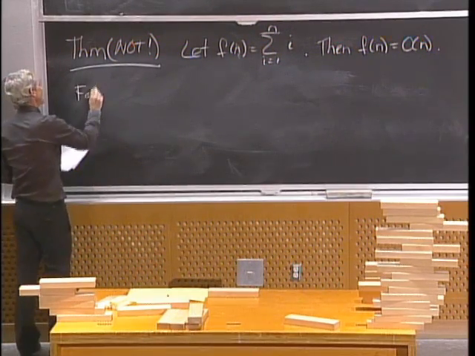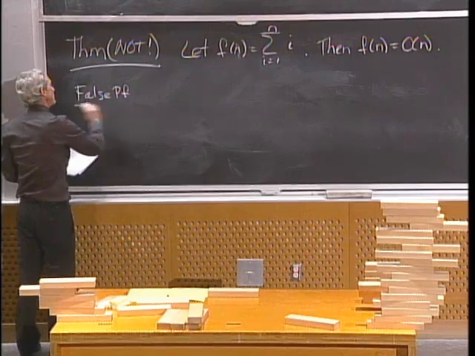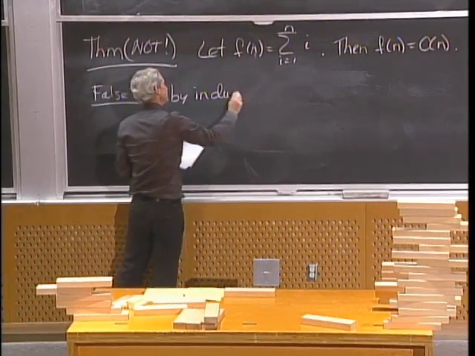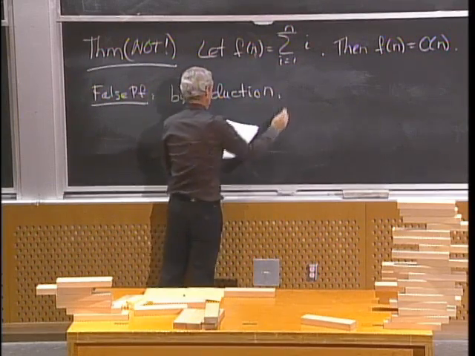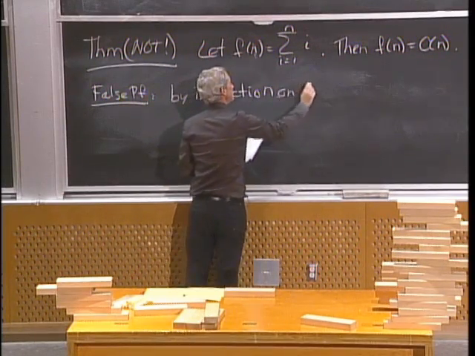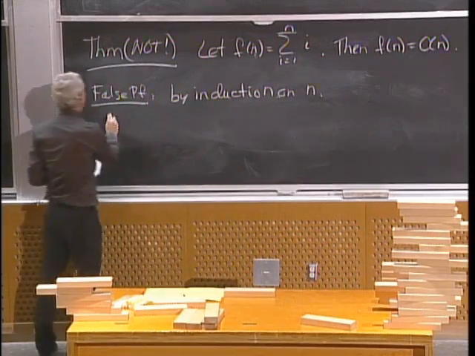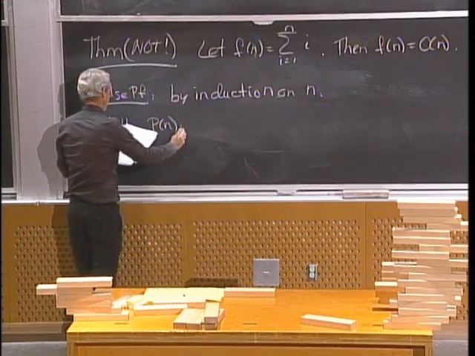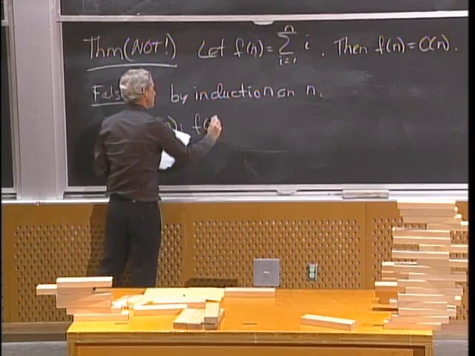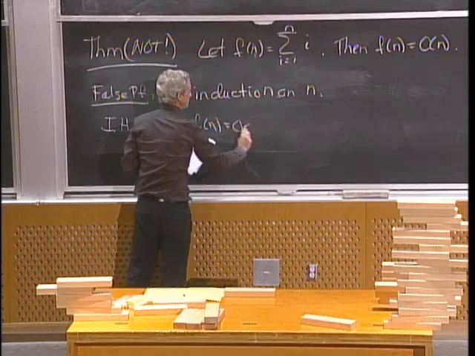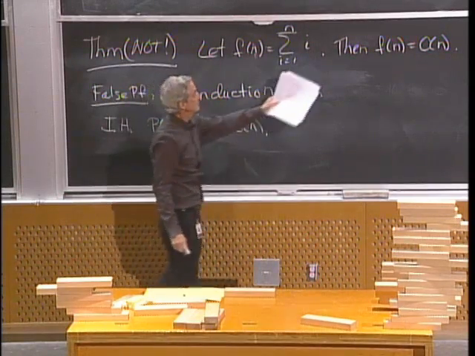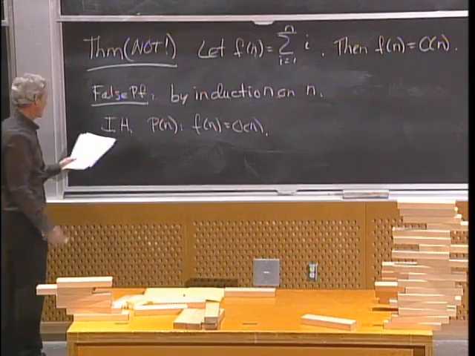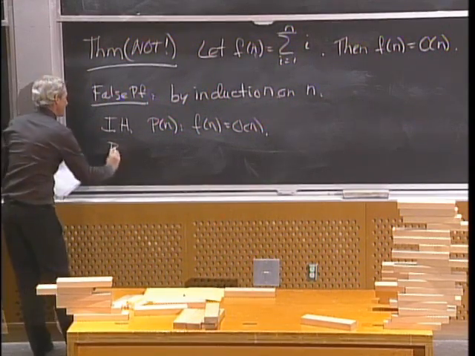All right, so the false proof is by induction on n. My induction hypothesis is P of n is going to be that f of n is O of n. That's what you typically do when you want to prove something by induction. That becomes the induction hypothesis. Let's look at the base case.